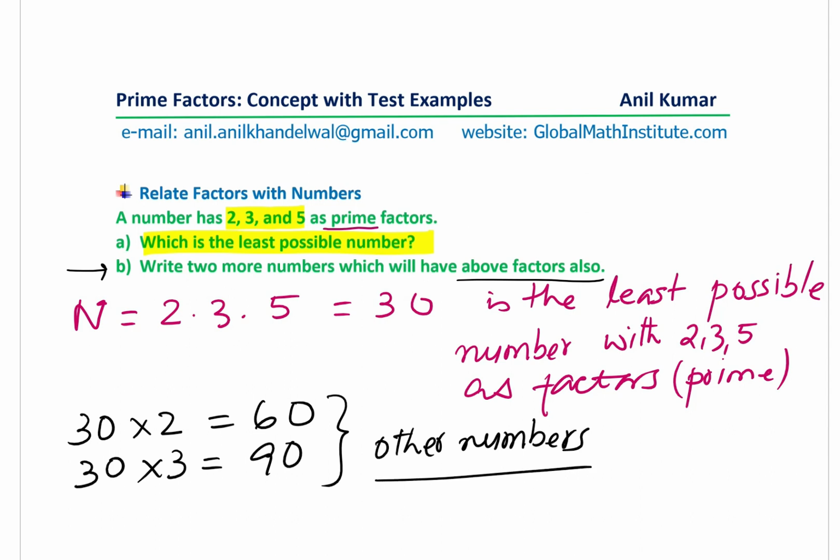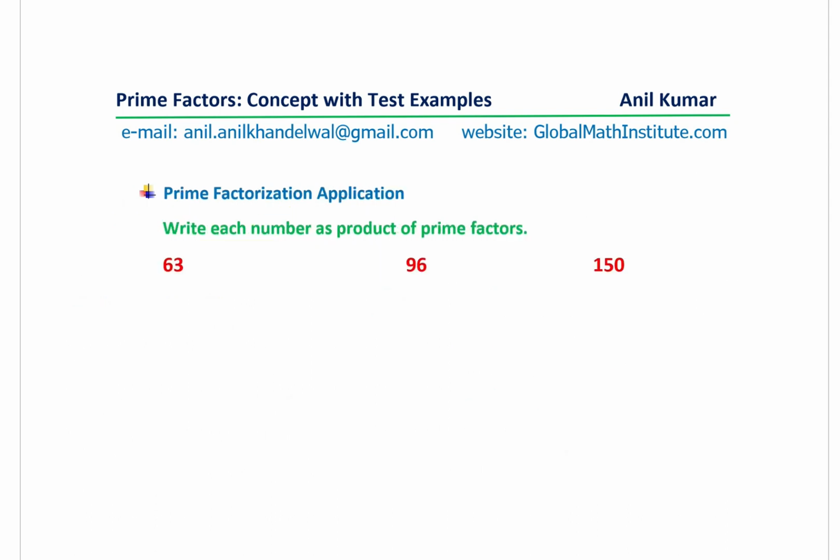Right? However, we see that 30 is the least. And therefore, it is given a very special name, and that is called LCM. So the least common multiple is 30, which you get by multiplying all the common prime factors. Correct? Now, the next question here is prime factorization application. Write each number as a product of prime factors. So this is for practice. So take this as a practice exercise.